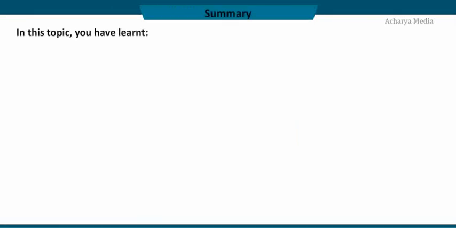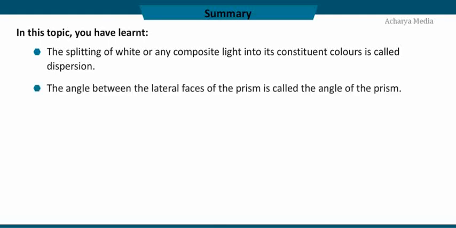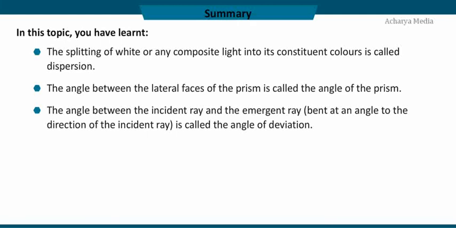In this topic, you have learnt that the splitting of white or any composite light into its constituent colors is called dispersion. The angle between the lateral faces of the prism is called the angle of the prism. The angle between the incident ray and the emergent ray, bent at an angle to the direction of the incident ray, is called the angle of deviation.